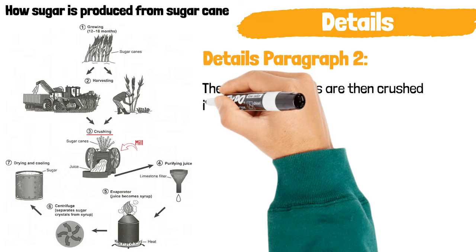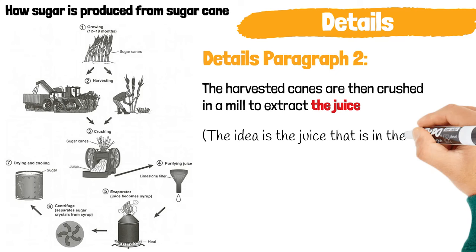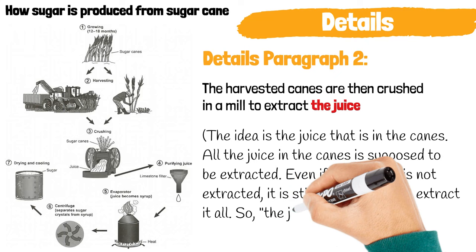Both "the juice" and "juice" are correct, but "the juice" is better. The idea is the juice that is in the canes. All the juice in the canes is supposed to be extracted. Even if all the juice is not extracted, it is still the intention to extract it all. So "the juice" is better.